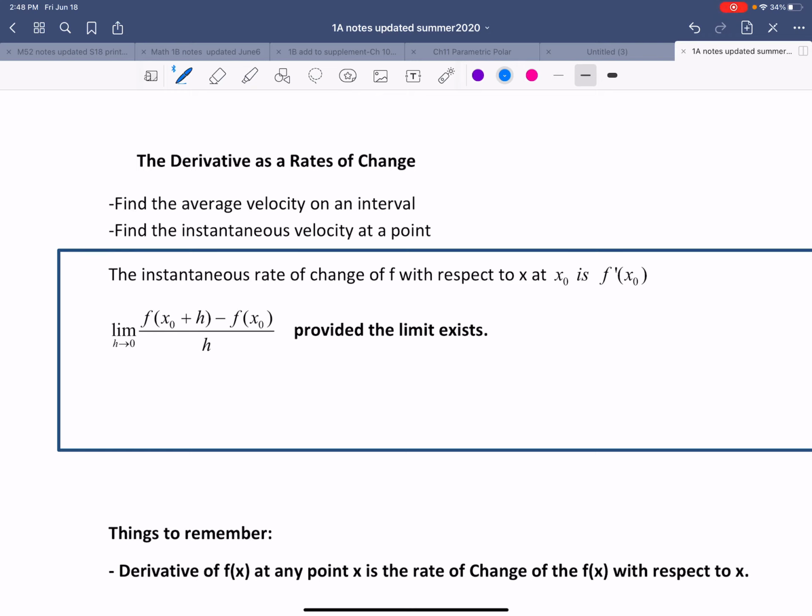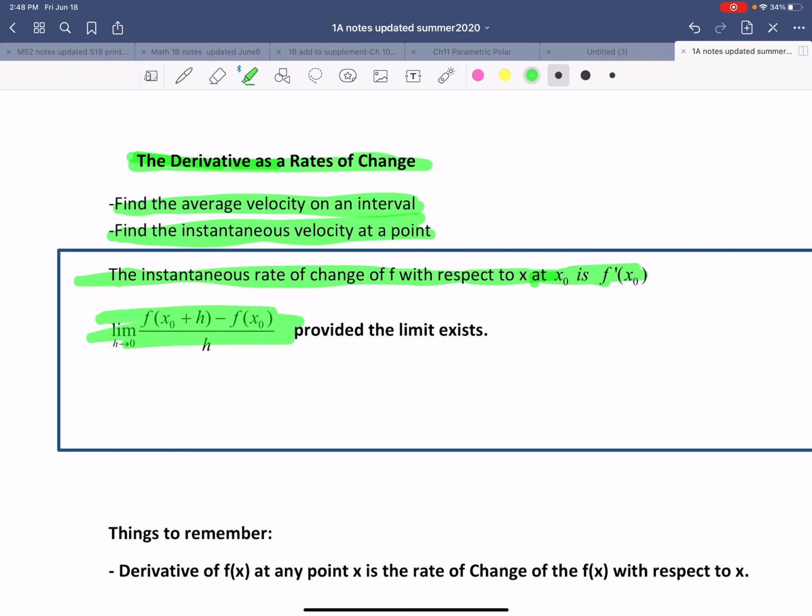Today's section will talk about derivative as a rate of change. So we'll talk about average velocity on an interval and instantaneous velocity at a point. The instantaneous velocity or rate of change of f with respect to x at point x naught is f prime of x naught, which can be found using the limit definition.